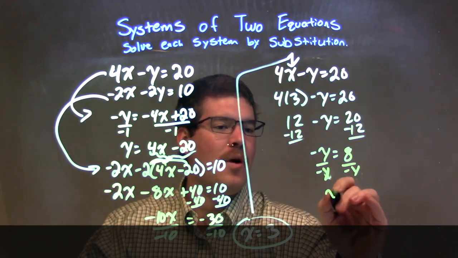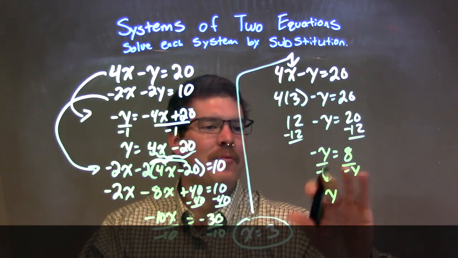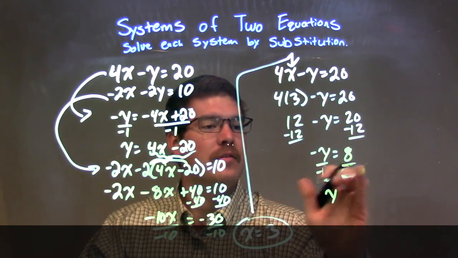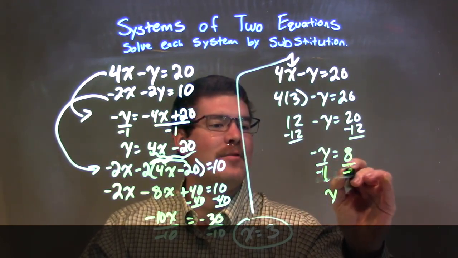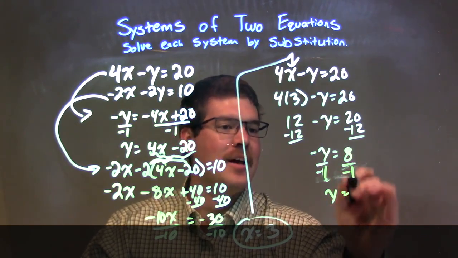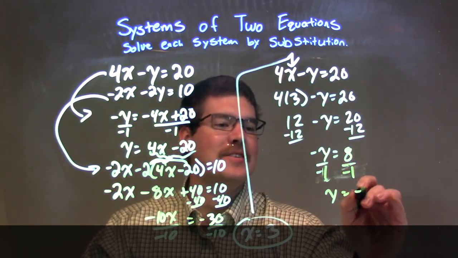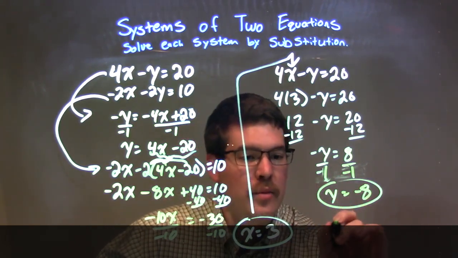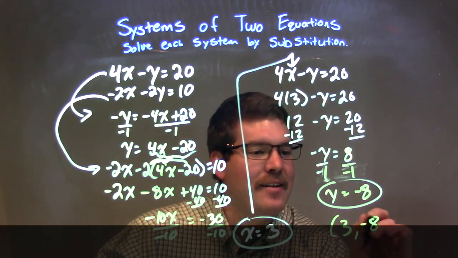Divide both sides by negative 1 to get rid of that negative. I have y equals 8 divided by negative 1, which is negative 8. So our final answer here, combining these two to be a coordinate point, is 3 comma negative 8.